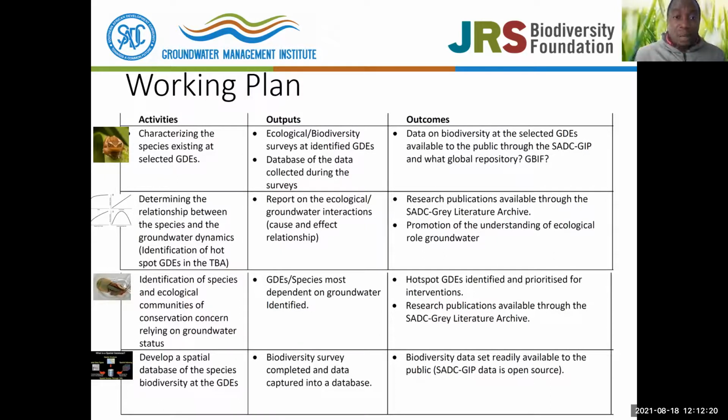So then the output will be to report on the ecological or groundwater interactions, whereby we will look at the cause and effect relationship. Then the outcomes will be the research publications available through the SADC Gray Literature Archive, and also through several international journals, and also the promotion of an understanding of the ecological role of groundwater. Then number 3 is the identification of species and ecological communities of conservation concern relying on groundwater status.